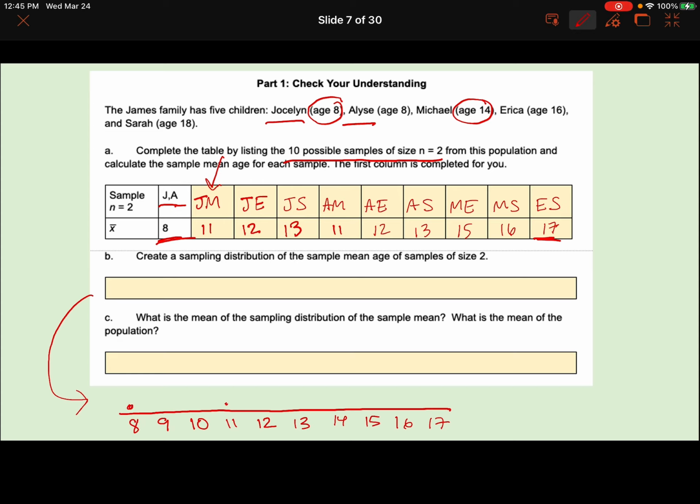I've got 8, I've got 2 11s, I've got 2 12s, 2 13s, no 14s, I've got 15, 16, and 17. All right, so that's all we need to do for our sampling distribution. I suppose we can label it. This is called the sampling distribution of X bar.